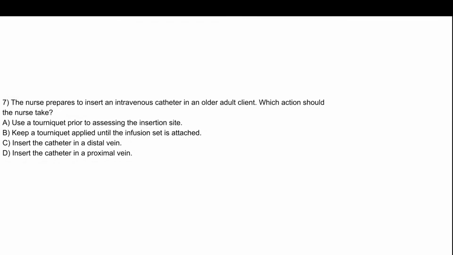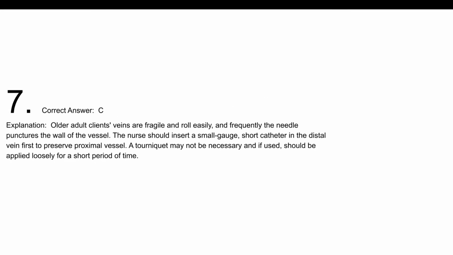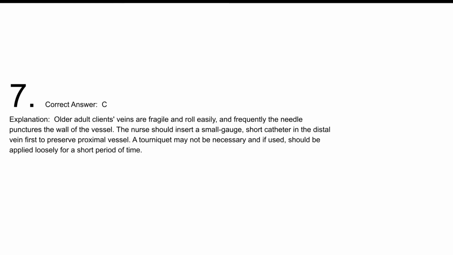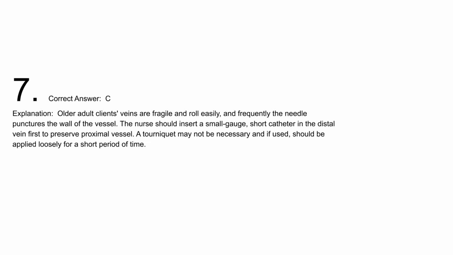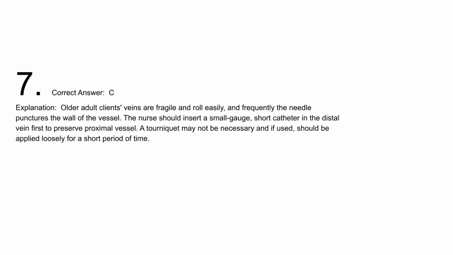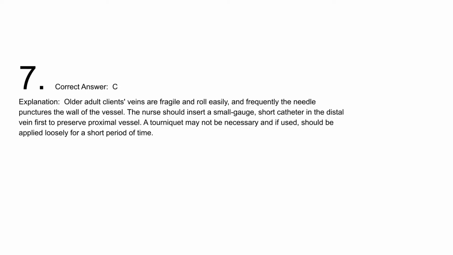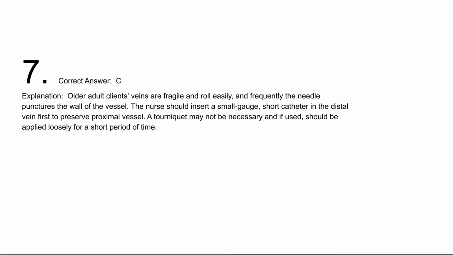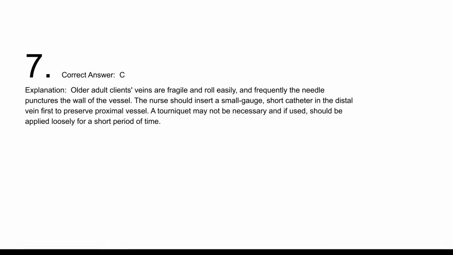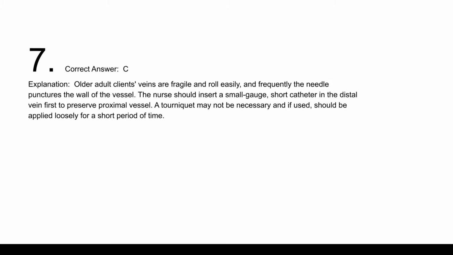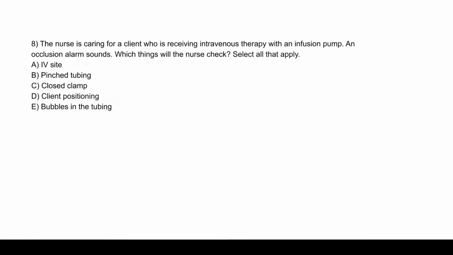Correct answer, C. Explanation. Older adult clients' veins are fragile and roll easily, and frequently the needle punctures the wall of the vessel. The nurse should insert a small gauge, short catheter in the distal vein first to preserve proximal vessel. A tourniquet may not be necessary and if used, should be applied loosely for a short period of time.